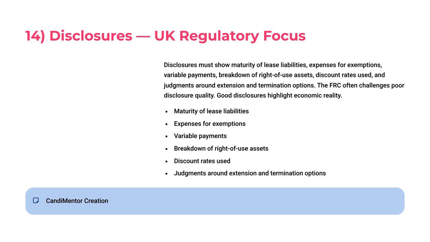Disclosures. UK regulatory focus. Disclosures must show maturity of lease liabilities, expenses for exemptions, variable payments, breakdown of right-of-use assets, discount rates used, and judgments around extension and termination options. The FRC often challenges poor disclosure quality. Good disclosures highlight economic reality.